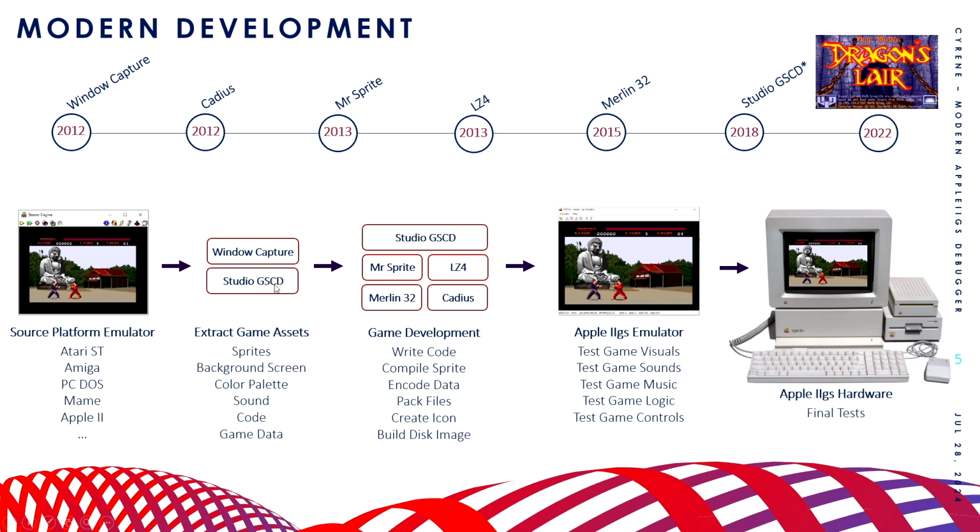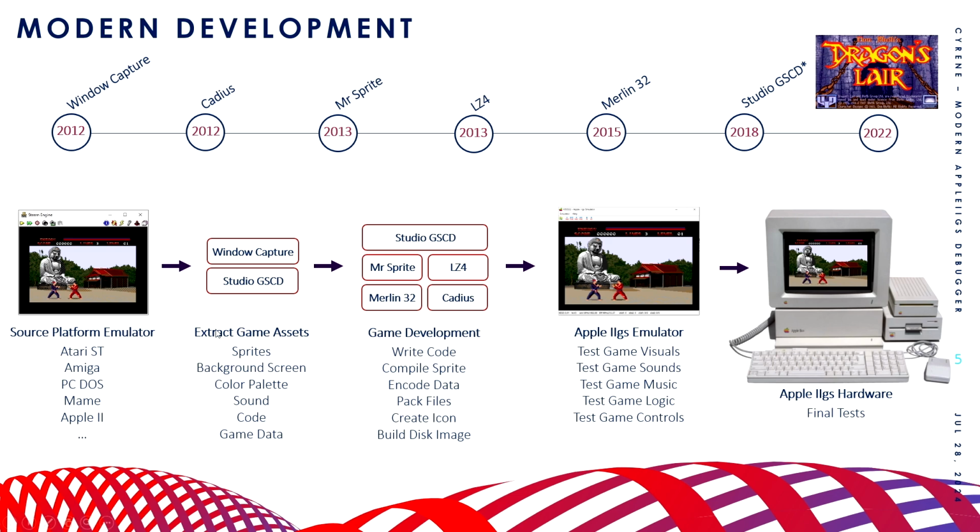So with the capability of Studio to analyze the memory snapshot of the platform, plus Window Capture capable to record the sprite animation settings and so on, at the end, we can easily grab game assets. So basically, we grab the sprites and the sprite movement details thanks to Window Capture. We grab background screens, color palette, sound, code, game data, and so on. So now the capture process of the data of the game is pretty efficient and pretty fast. No more 4 months anyway.